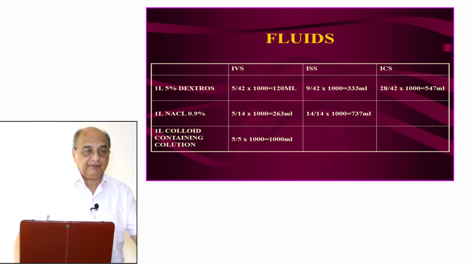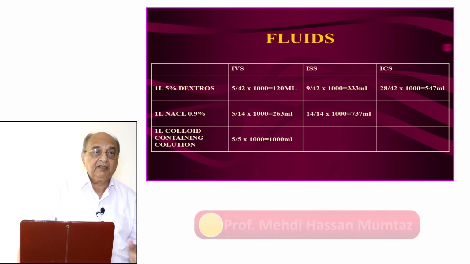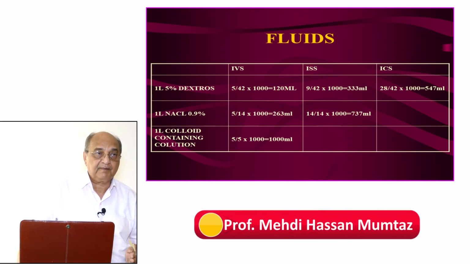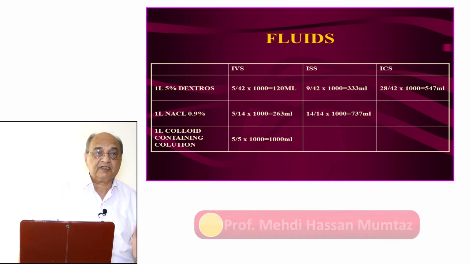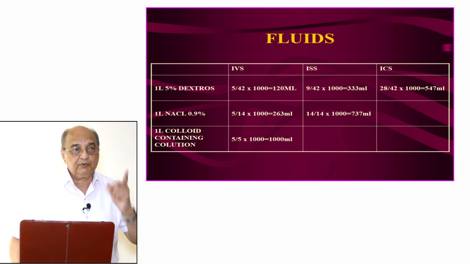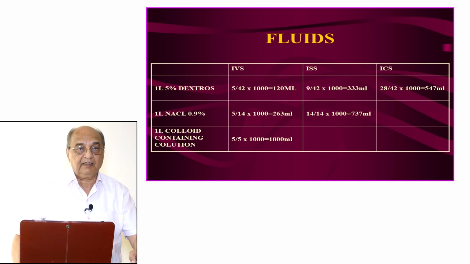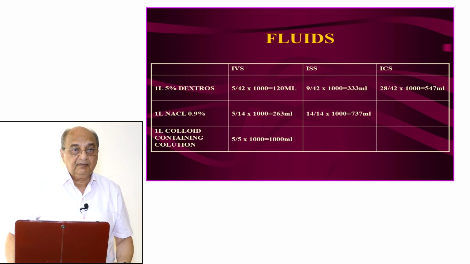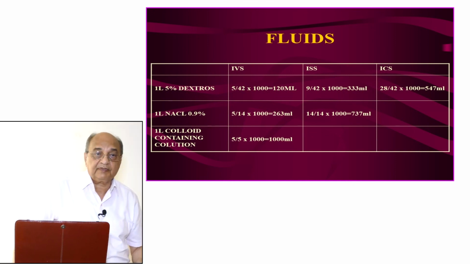So 5 divided by 5 multiplied by 1000, all 1000 will straight away stay in the vessel first. So this is the ideal solution to resuscitate the vessel. If the person is in hypovolemic shock, the first solution to be given is a colloid solution. The second choice is saline or sodium containing fluid. And there is no choice for 5% extra water.